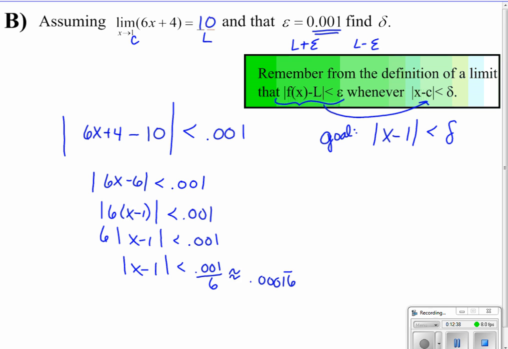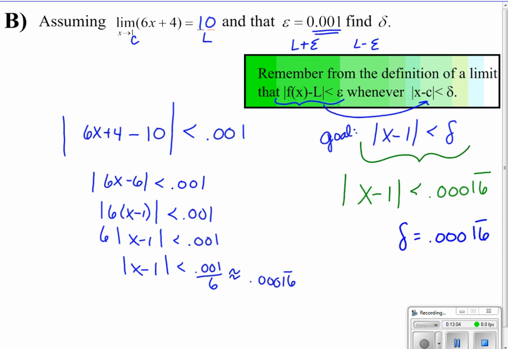Now, did I end up with a statement that looks like this? Indeed we did. We have down here the absolute value of x minus 1 is less than 0.0001 repeating 6. That means then that delta should be selected to be 0.0001 repeating 6.